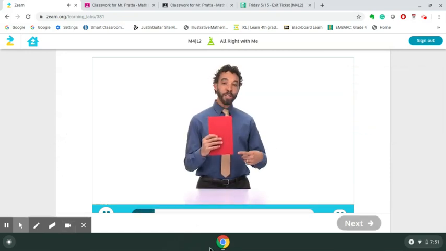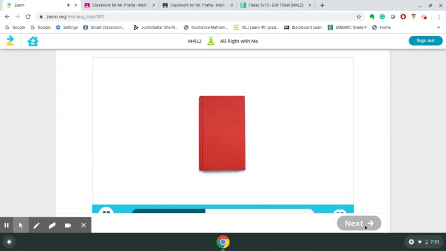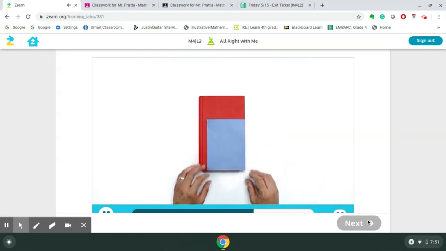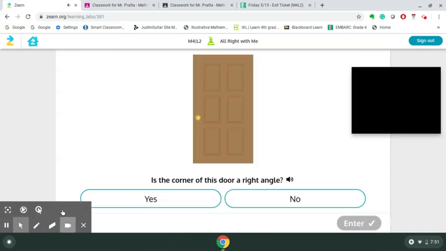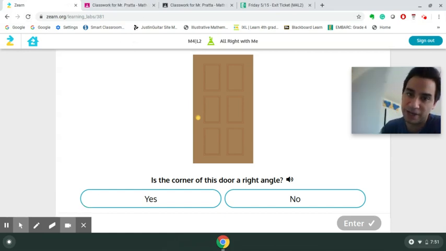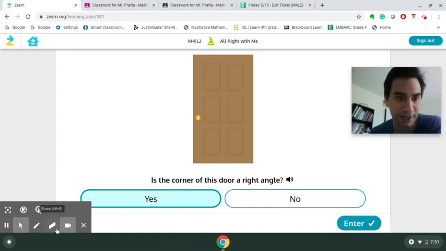Do you think the corner of this book is a right angle? We can use the corner of a piece of paper to test it out. Look at that. The corners match, so it is a right angle. All right, is the corner of this door a right angle? I'm taking my piece of paper and I'm going to hold it up to the picture on my screen. Yes, it fits right in. So that is a right angle. Boom.